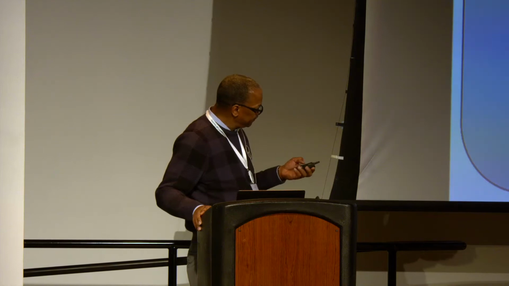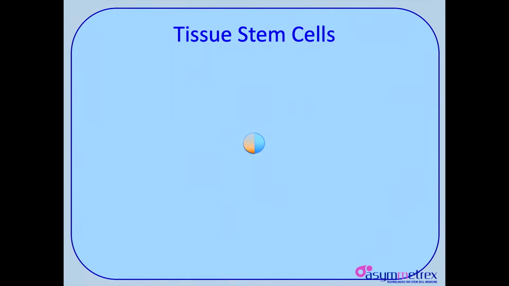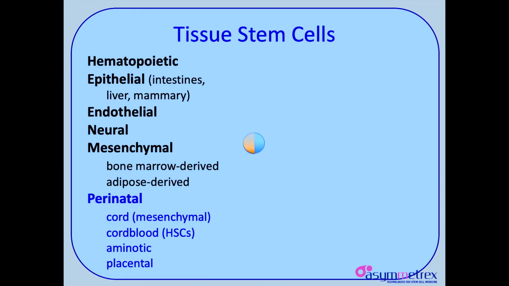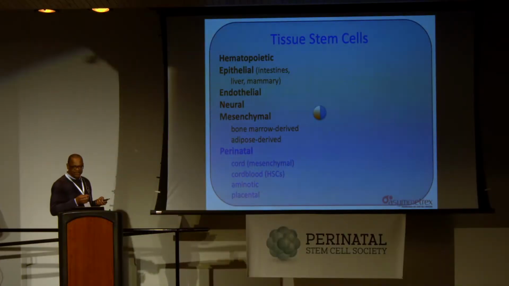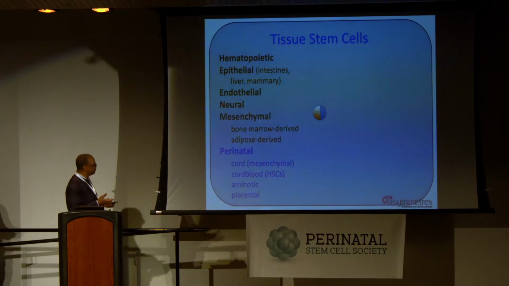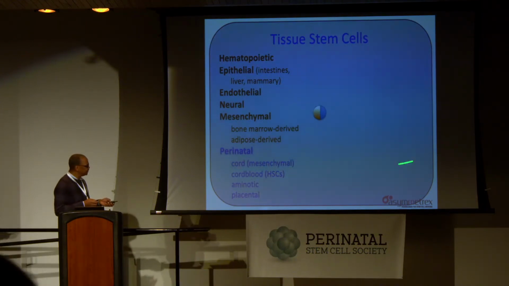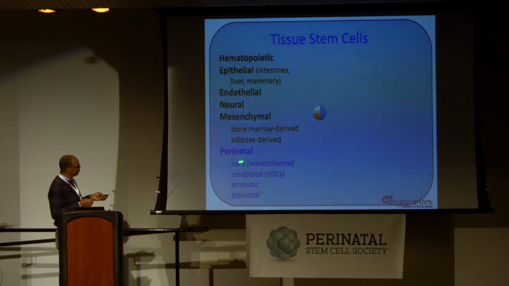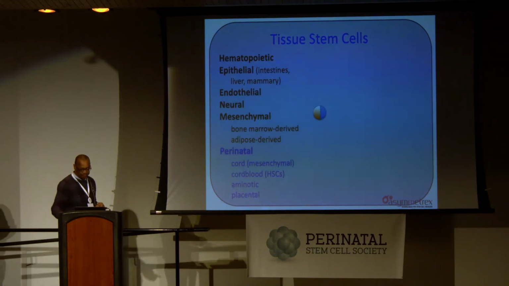So to begin with, this is the cell that I want to talk about today. And this diagram here captures the idea that this is a cell that has duality in its function. And that duality exists in many different places. So these tissue stem cells can be found in the hematopoietic system. They're epithelial, they're endothelial, they're mesenchymal cells. And for this audience, it's a bunch of cells that are tissue stem cells in the perinatal tissues.